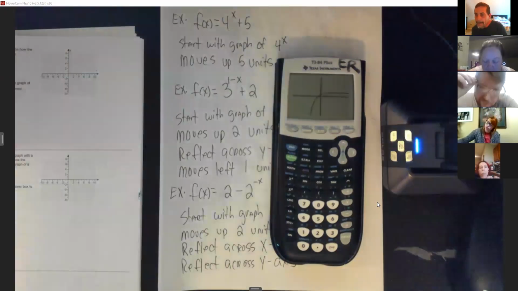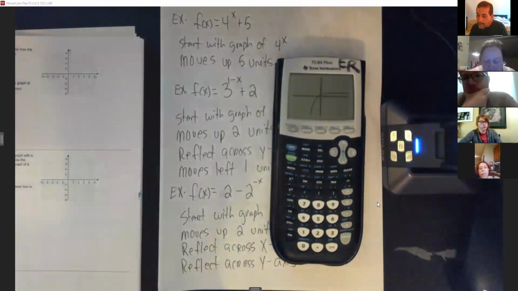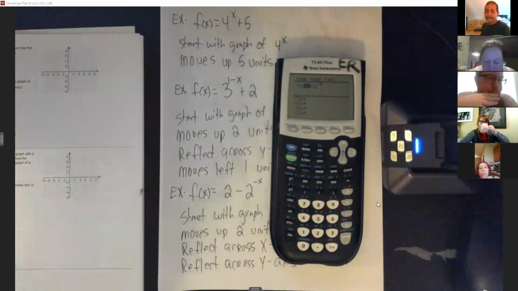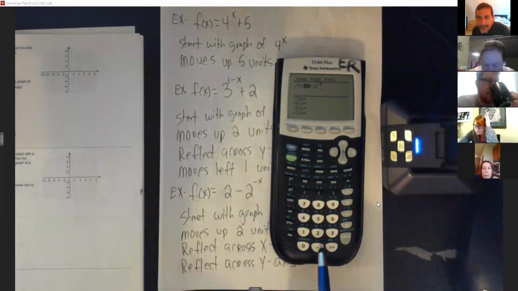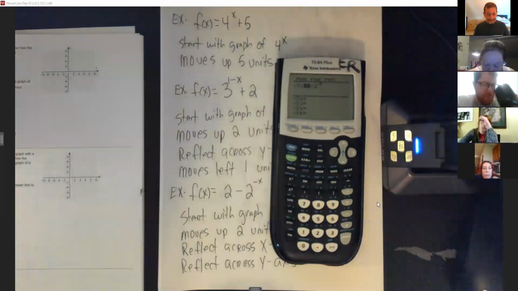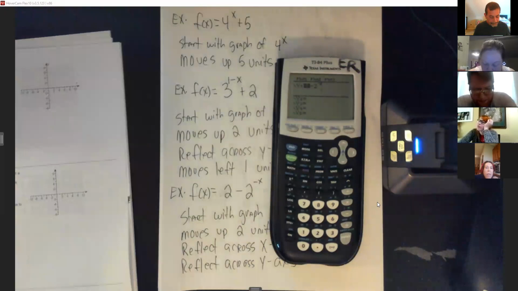Mr. Rathbone, can you click on your Y button again? Just real quick. Yeah, your Y equals. Yep, so I just got my 2 minus 2, and then that was a negative X.